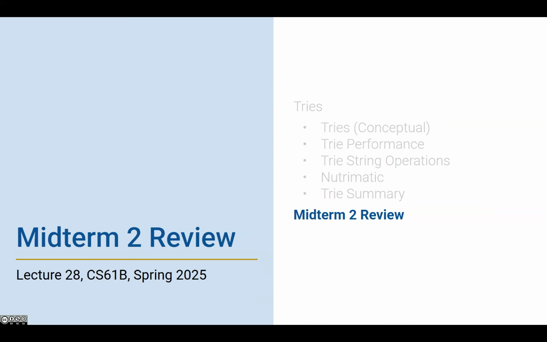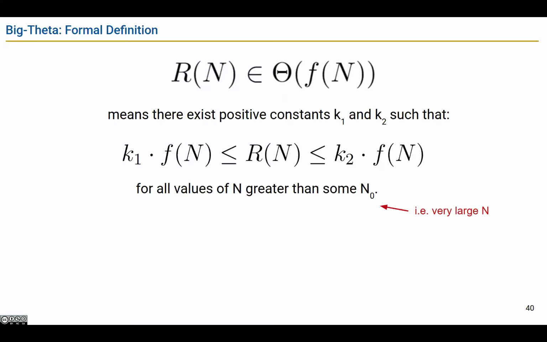So we started off by talking about asymptotics. Here is our formal definition for theta bounds. We have two functions, and R of n is in theta of f of n if R of n is upper bounded and lower bounded by the other function times a constant. So R of n is less than or equal to some constant k2 times f of n and is greater than or equal to some other constant k1 times f of n, for some positive constants k1 and k2, and only for sufficiently large values of n. We don't need to worry too much about small values of n.